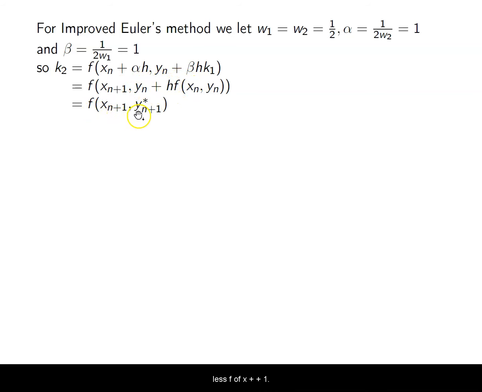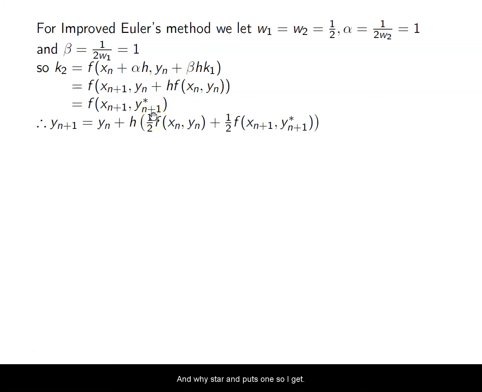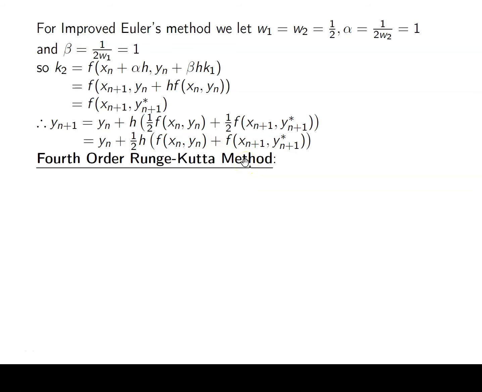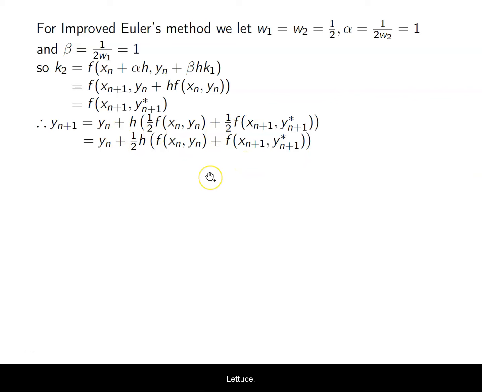So that's f of x_{n+1} and y*_{n+1}. So I get y_n plus my step size, again my weight is 1/2 times my current point evaluated in Euler's form, plus, again here, W2 is a weight of 1/2 times my function evaluated at what would be my next point, right? And so what is that? That's just improved Euler's form, right? That's what we had from 9.1. Okay, so that's us over there kind of verifying.